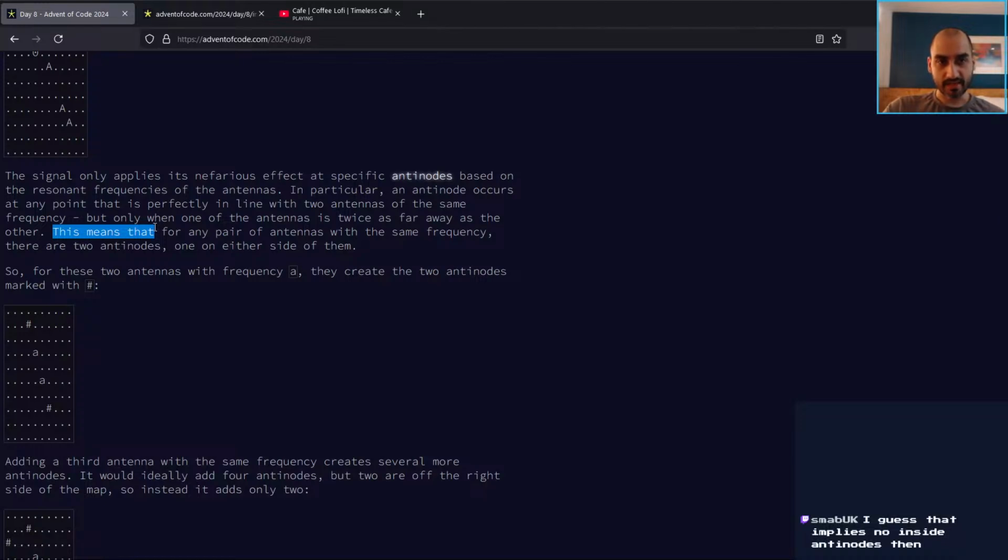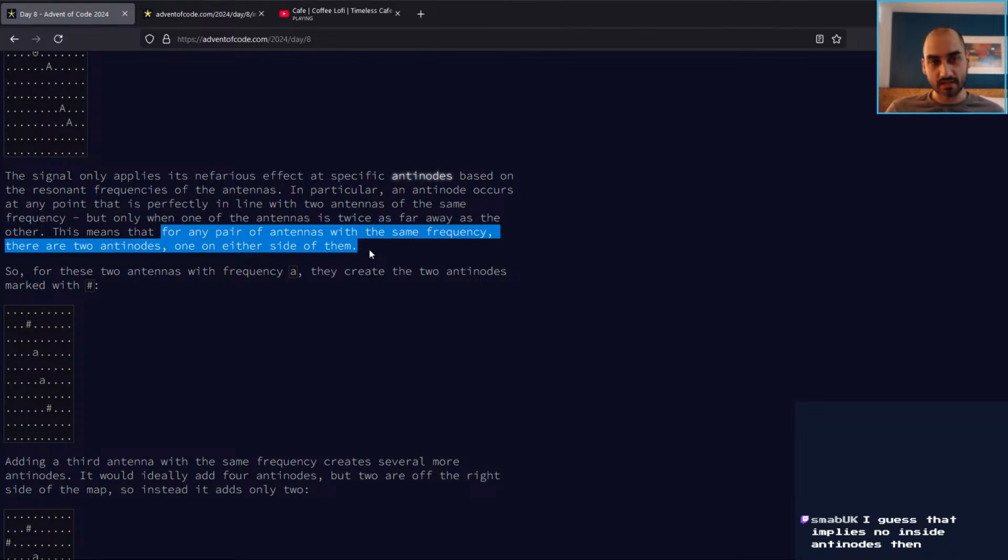Because when they write "this means that," they're saying that this logically follows from this. But what they actually really mean is this logically follows from the way we've devised the inputs. But the "this" here really is referring to that last sentence. So if they had cut these 3 words out, and then just say, for any pair of antennas with the same frequency, there are 2 antinodes, one on either side of them, then I have no complaint. That's actually establishing a rule going forward, that there aren't going to be any antenna inside. But when it says this means that, that's what tripped me up, because I don't see that following from the last sentence.